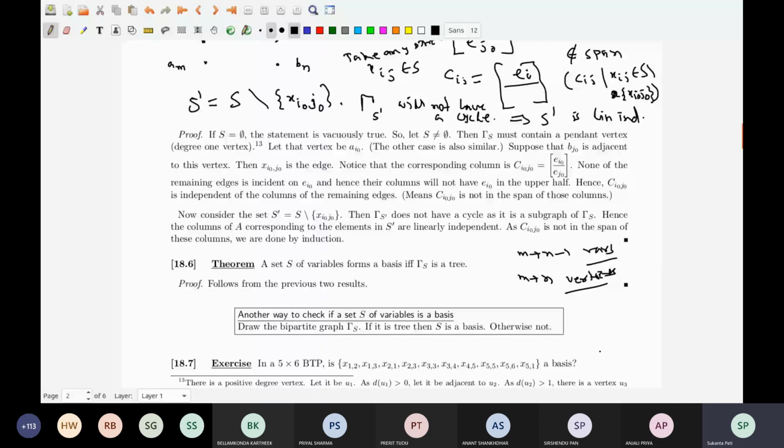Sir, in theorem 18.6, the size of S should be m plus n minus 1. Size of S, yes, that many variables. That is what I have written over here, on the right side. Right, and then the number of vertices will be m plus n. So it is a tree. If I say S forms a basis, then it automatically means it has size m plus n minus 1, therefore gamma S will be a tree.